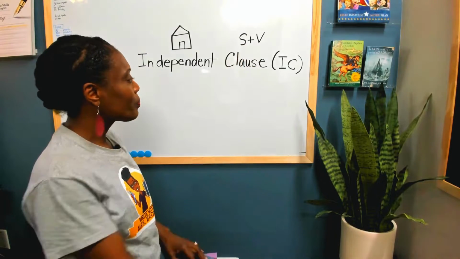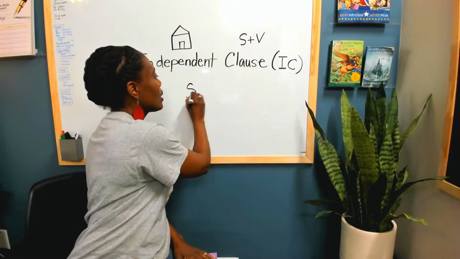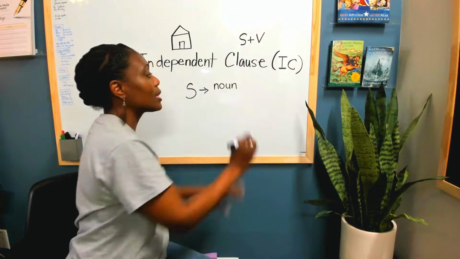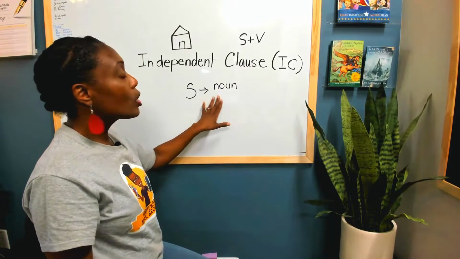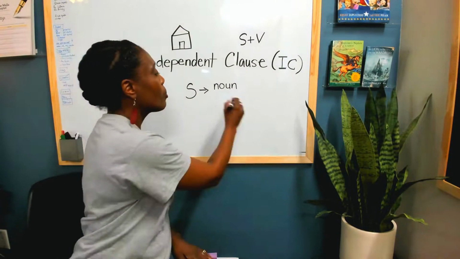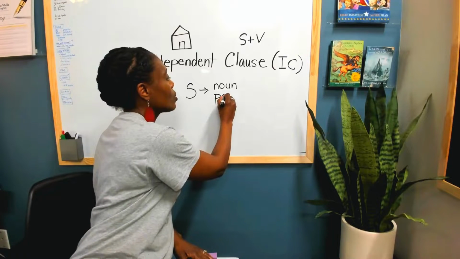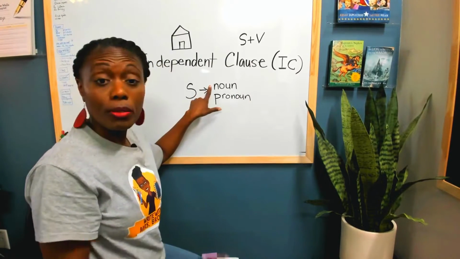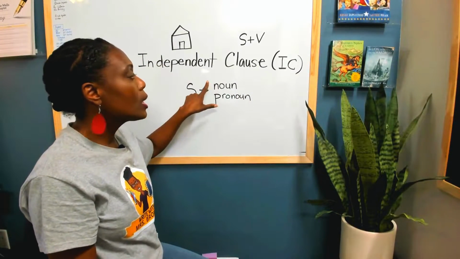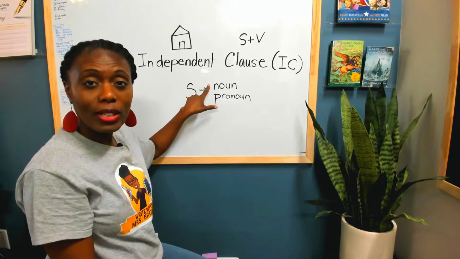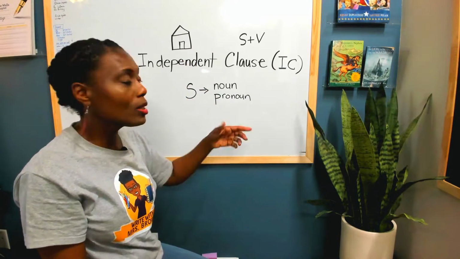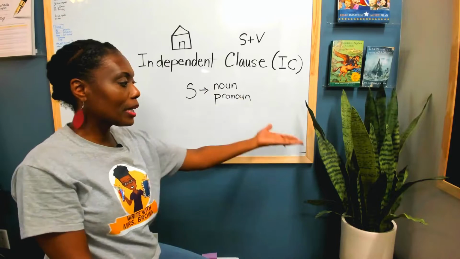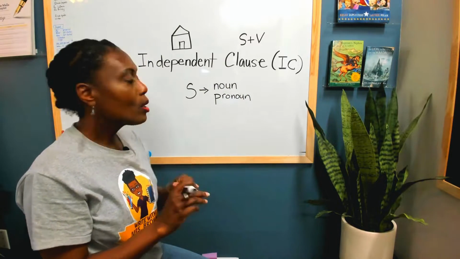A subject can either be a noun, words that are functioning as a noun. A subject can also be a pronoun. A pronoun replaces a noun in order to avoid repetition. So a noun, just to refresh our memories, is a person, place, thing, activity, or idea. For example, Mrs. Brown is a noun, or students would be a noun, or plant would be a noun, or pen would be a noun.